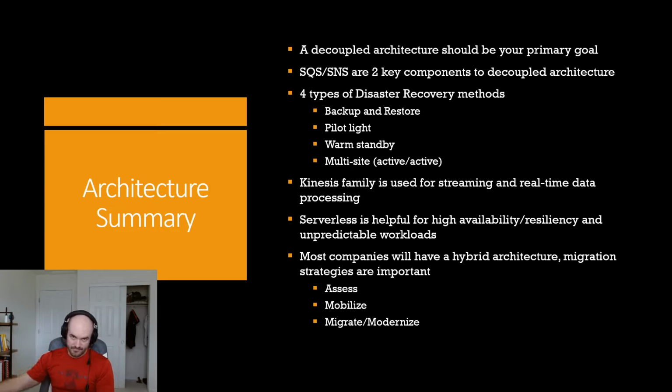But a decoupled architecture should ultimately be your primary goal. It's more resilient, more available. It just really fully takes advantage of what cloud computing has to offer. Okay. SQS and SNS are going to be 2 key components that help you decouple your architecture. And as we saw in that one graphic, we have 4 types of disaster recovery methods.